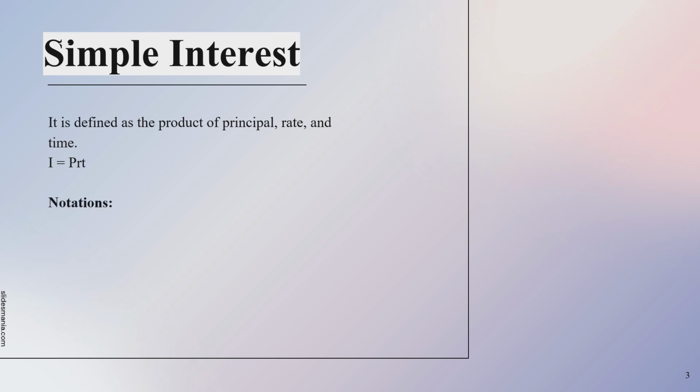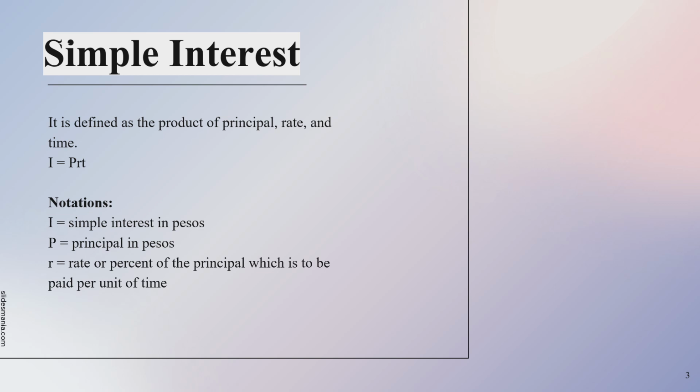And for our notations, which is very important, I want you to take note of this one. So let's start with I. I means the simple interest in pesos. P means the principal in pesos. R means the rate or percent of the principal which is to be paid per unit of time. And T means the units of time, usually expressed in years or fractional parts of a year.